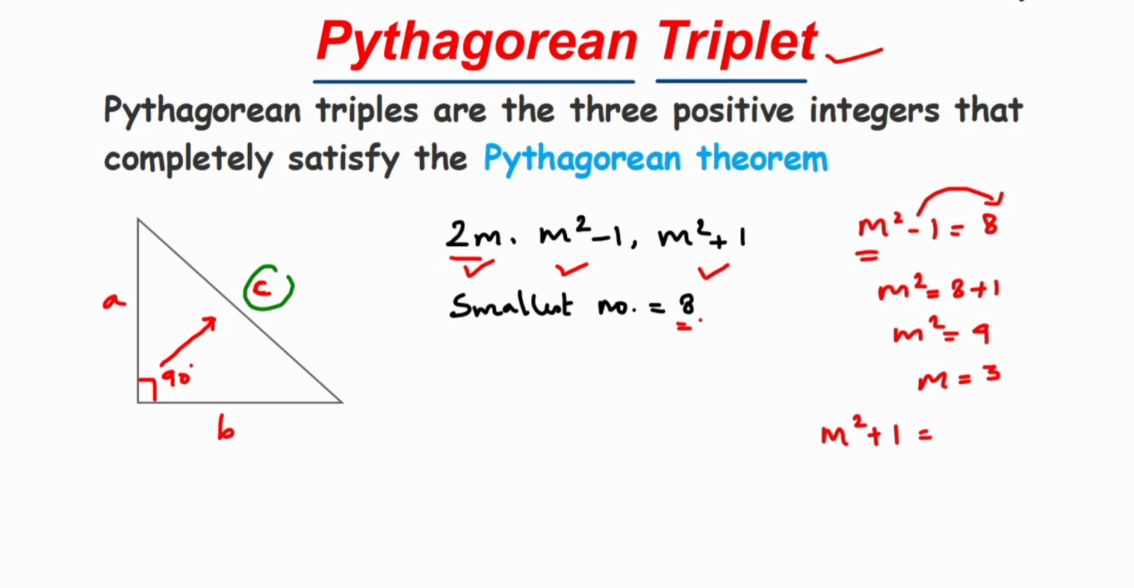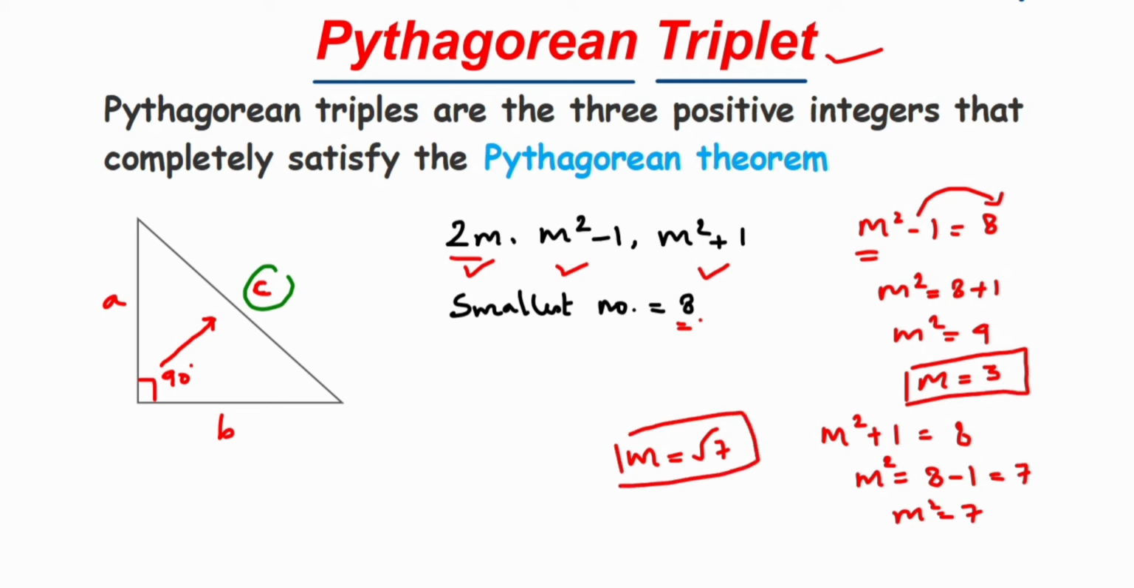Now m square plus 1, suppose, let me take the other one. Here it will be equal to 8. So m square is equal to 8 minus 1, which is 7. It means m will be equal to root 7. See, I'm getting different values. In one case I'm getting m is equal to 3, in one case m is equal to root 7, and if I take 2m is equal to 8, in that case my m value will be 8 upon 2, which is equal to 4.